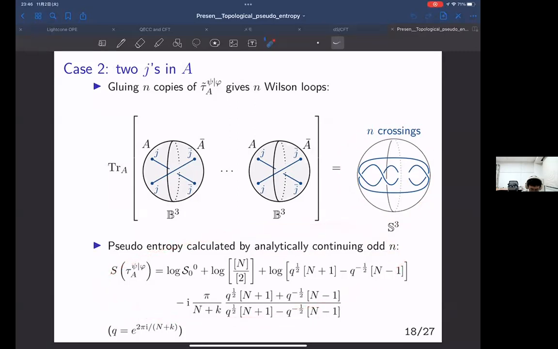Okay, this looks a bit complicated, but the important part is that this is not real. Here you have I, the imaginary number, and this Q is also a complex number. So this is completely a complex number. In this case, the pseudo-entropy becomes complex, so this is a non-trivial case. This is just an example.